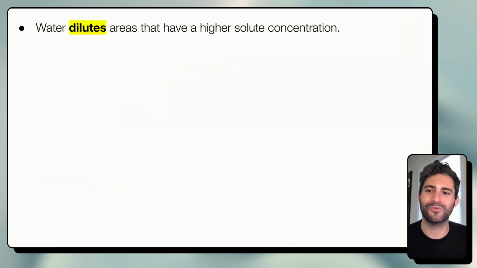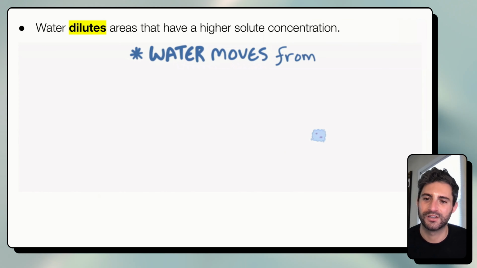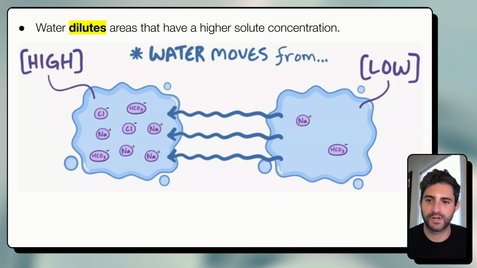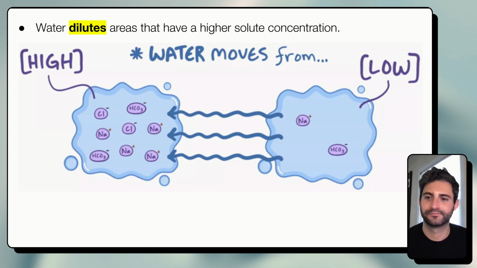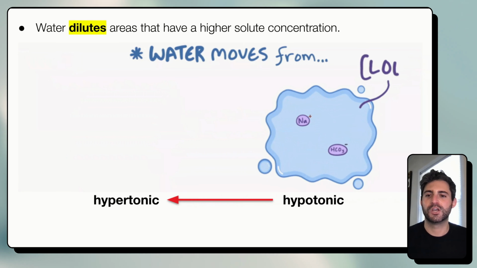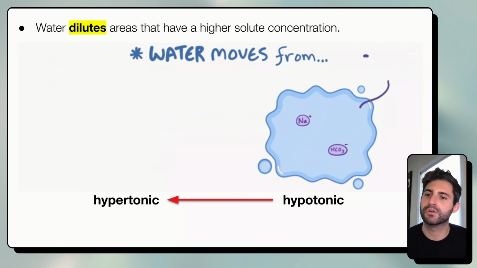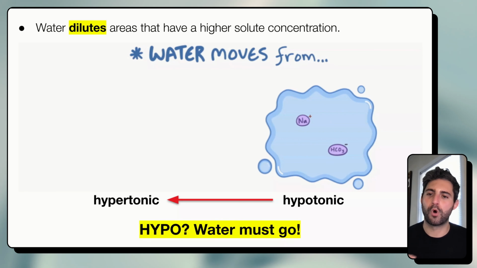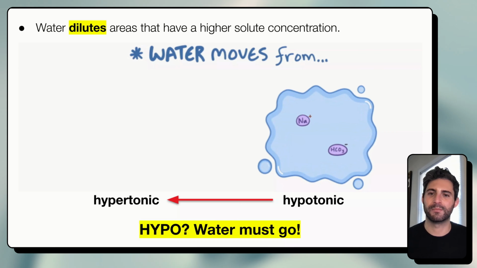Whenever water moves, it wants to move in the direction that it can help dilute areas that have a higher solute concentration. So, for example, water will move from a low solute concentration area to an area with a higher solute concentration. That means that it's moving from a hypotonic solution to a hypertonic solution. You can remember this because hypo, water must go. Water will go from a hypotonic environment to a hypertonic environment.